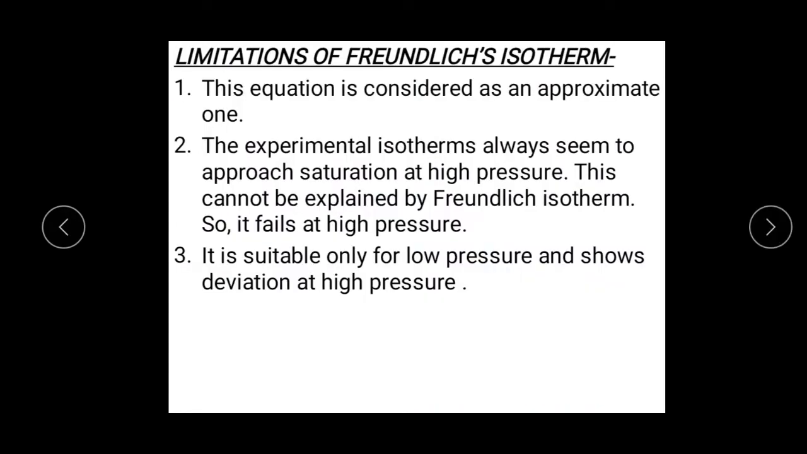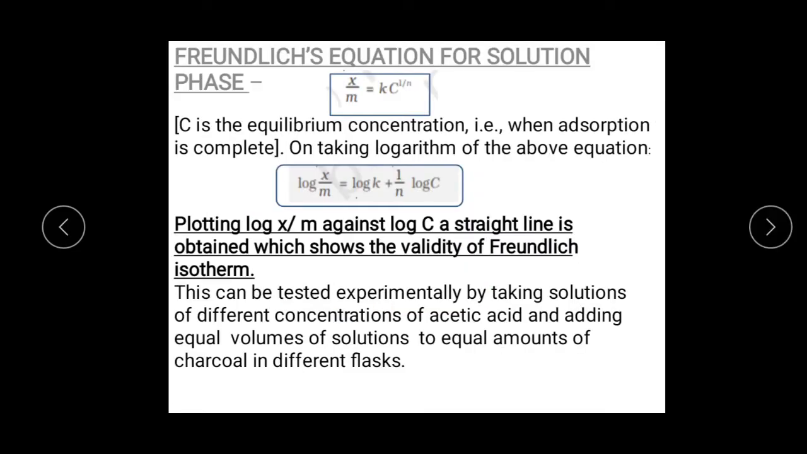Limitations of the Freundlich isotherm. The first limitation is that it is an approximate one. The second limitation is that it fails at high pressure, because at high pressure adsorption reaches a saturation value. It is suitable only for low pressure because it deviates at high pressure.